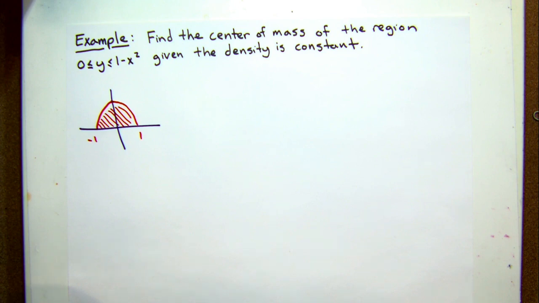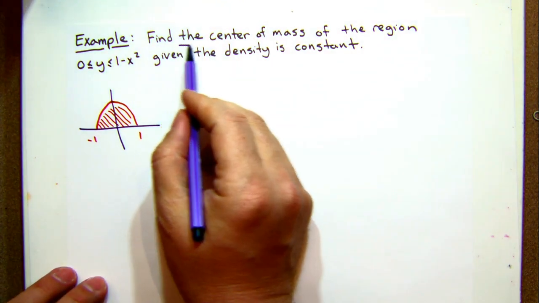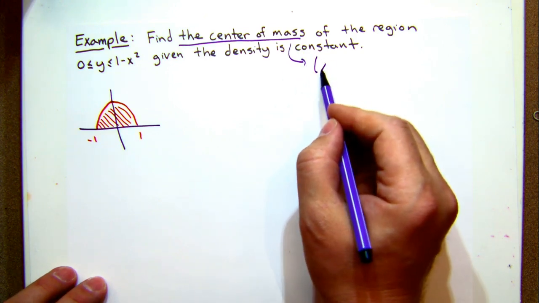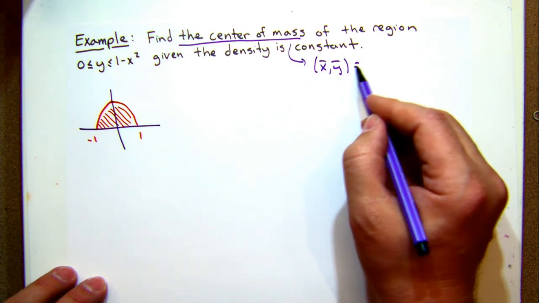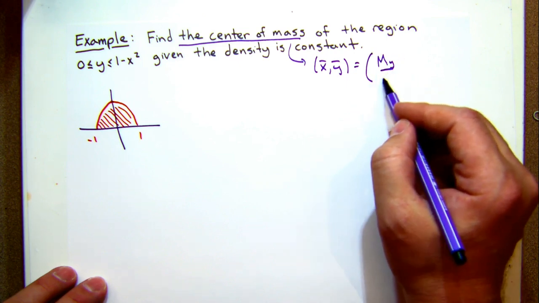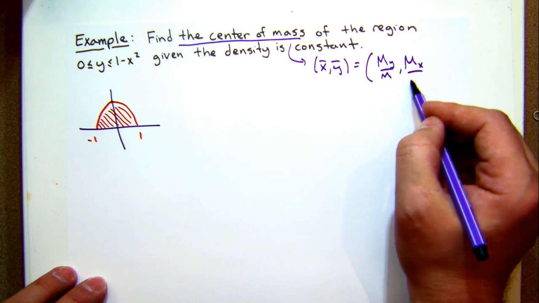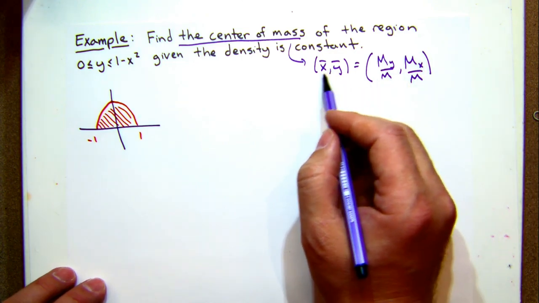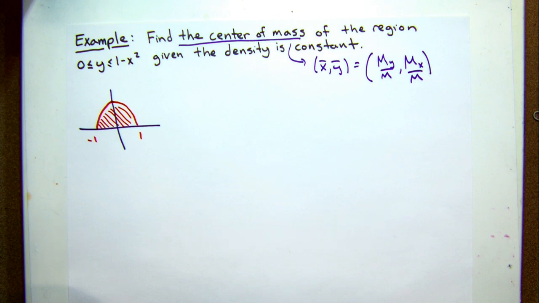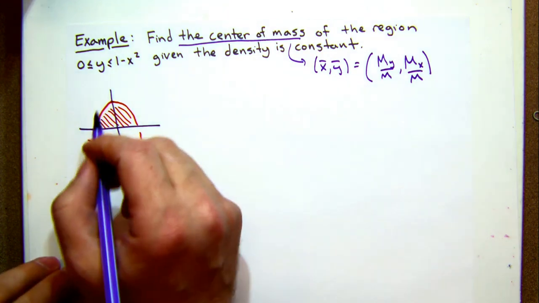Now, I claim half of it is pretty easy. Which half is easy? Well, when I say half the problem, remember I have to find the center of mass. The center of mass is going to be a pair of points, x bar, y bar, which is going to be a ratio of m sub y over m and m sub x over m. And I claim half of this is easy. Why is x bar easy?